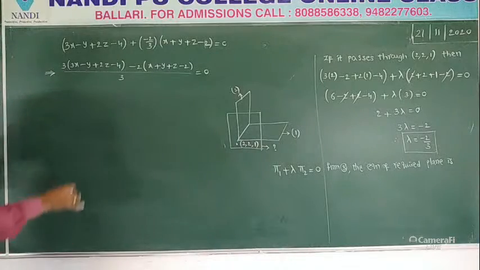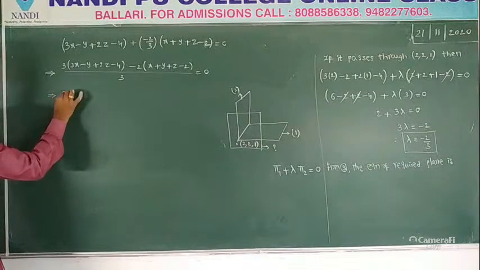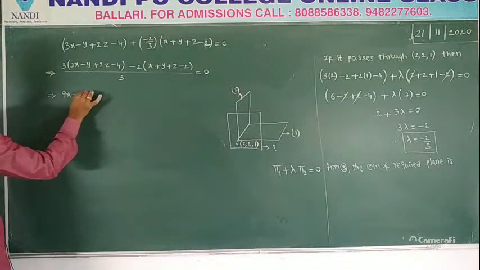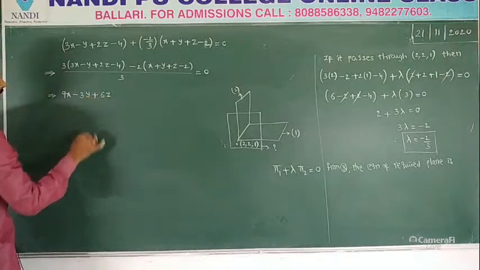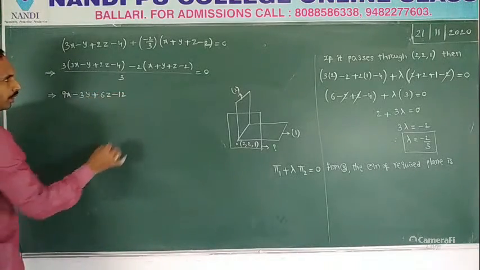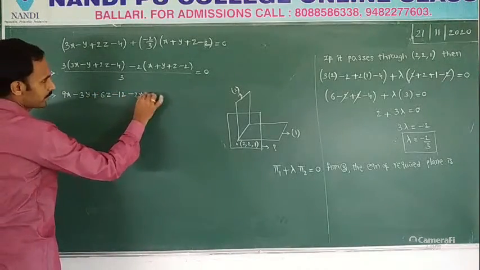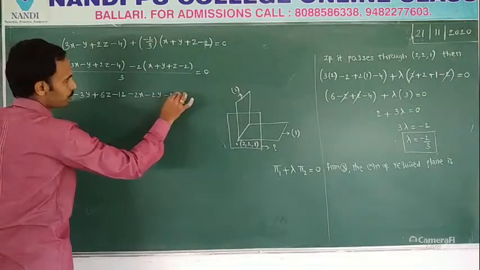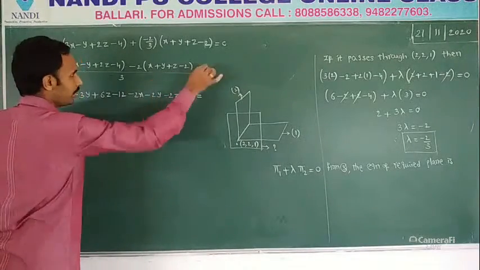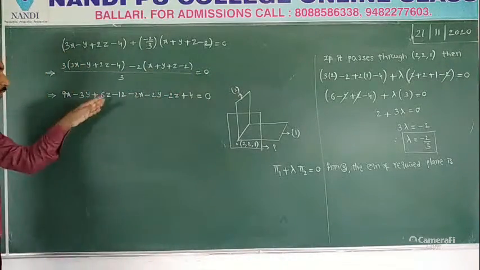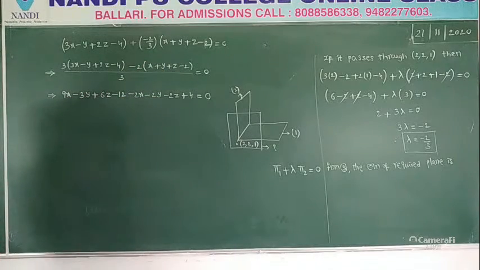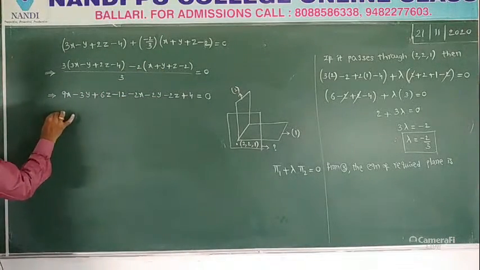Okay, multiply: 3 3s are 9x, 9x minus 3y, 3 2s are 6z, 3 4s are 12, minus 2 into x, minus 2x minus 2y minus 2z plus 4 is equal to 3 into 0, 0. Cross multiplication, 3 into 0 is 0. Simplify.